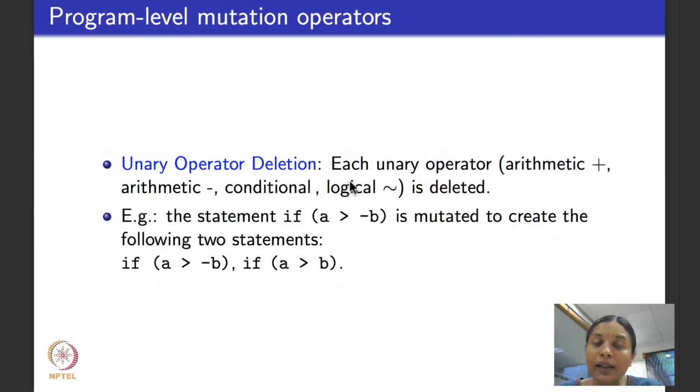Just as with replacing, I could delete a unary operator altogether. Each unary operator can be deleted. It could be the plus, it could be the minus, it could be a conditional operator, it could be a logical negation. I can delete it. For example, here I say if a is greater than minus b, I could say a is greater than minus b, which is the same as this, or I could remove the minus and say a is greater than b. So I could remove that.